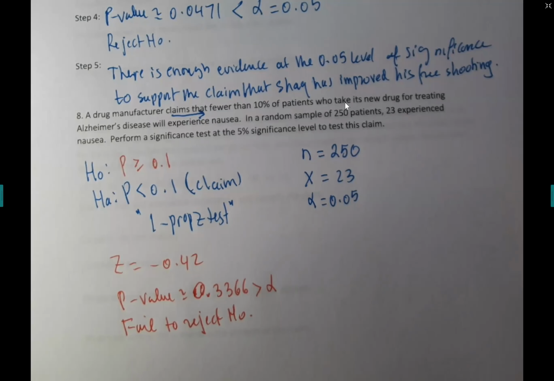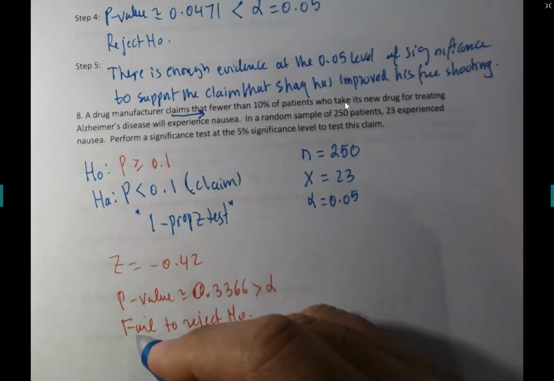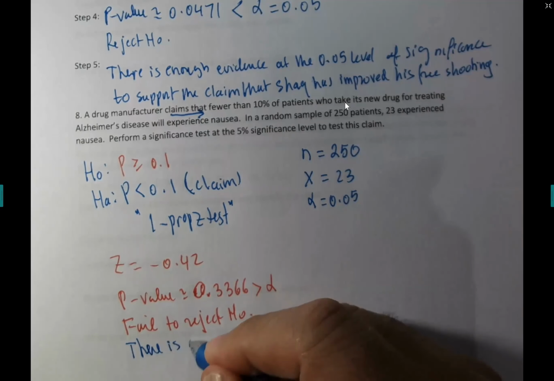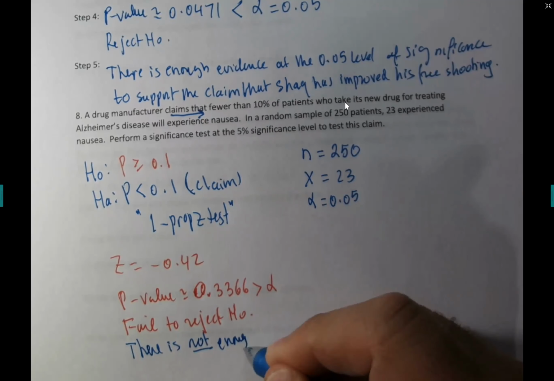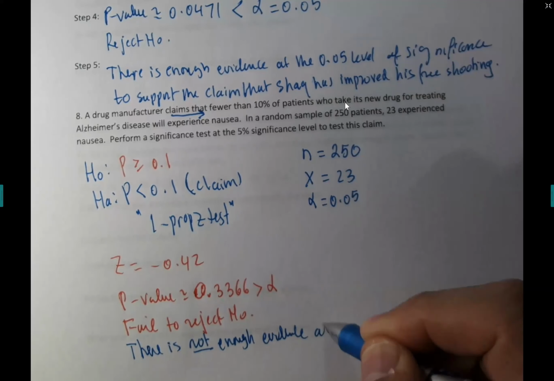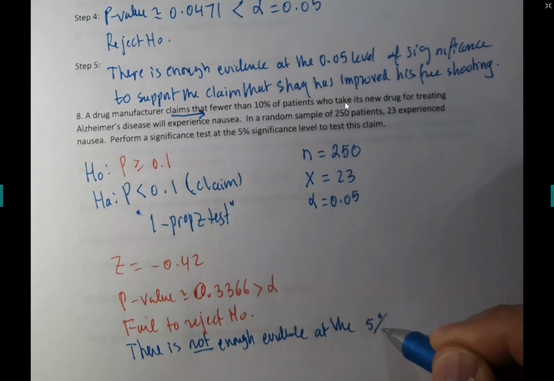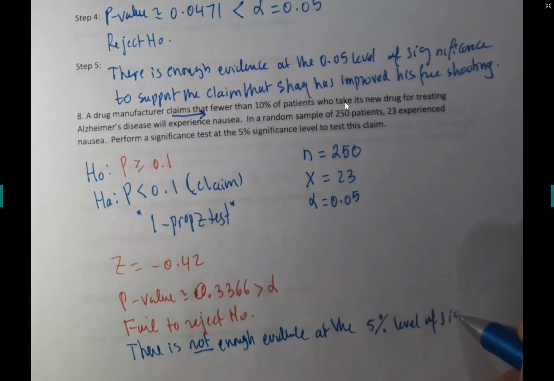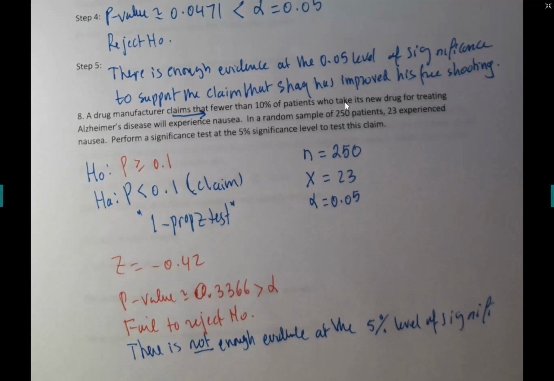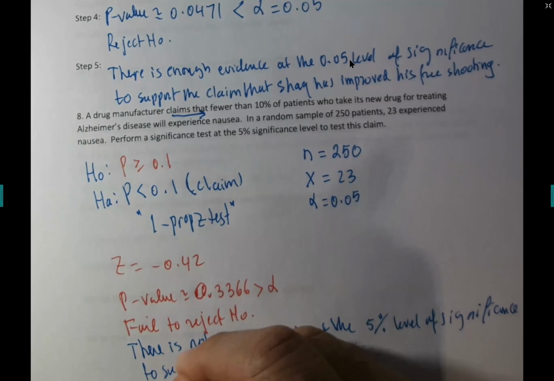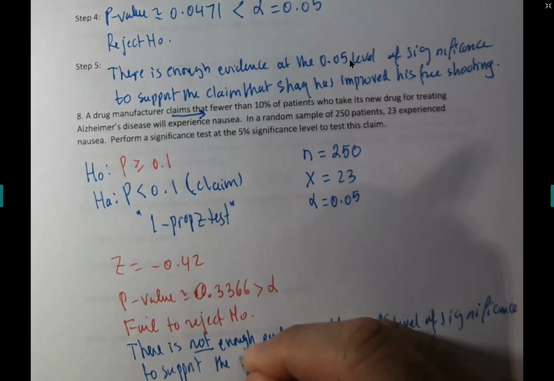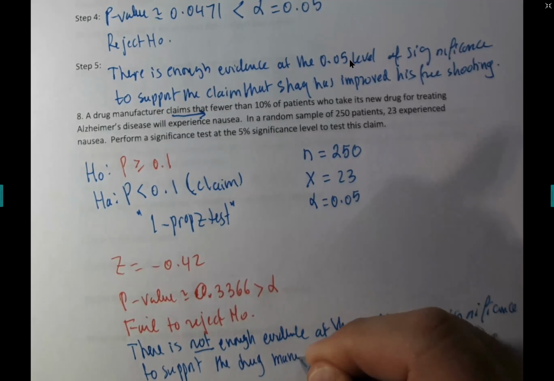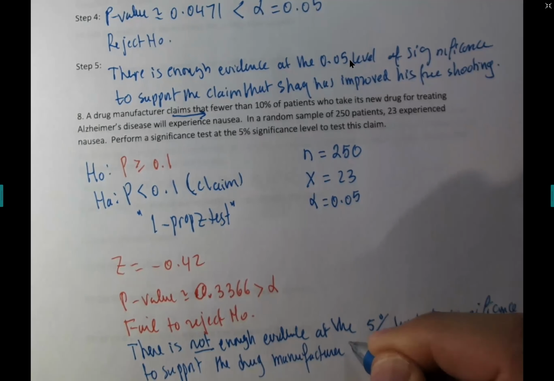When you fail to reject H0, you can't support the claim when it is in Ha. So we're going to say there is not enough evidence at the 5% level of significance to support the drug manufacturer's claim. That's a big deal, guys. They're probably putting false advertisement about side effects.